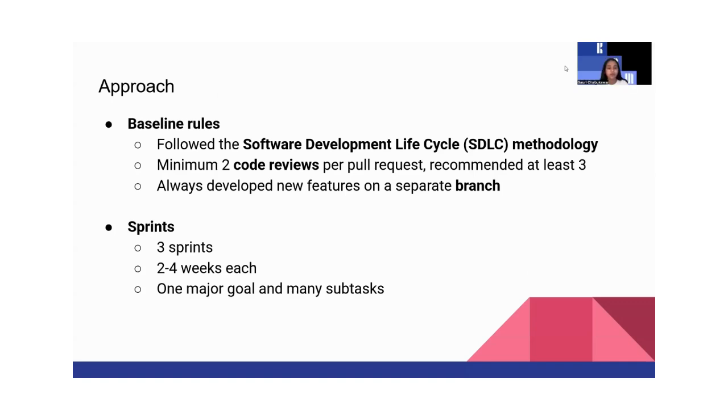The approach we followed in this entire project was the software development lifecycle methodology, where we perform a minimum of 2 code reviews per pull request, with at least 3 recommended. And we always develop new features on a separate branch so as to have a clear code review. For sprints, there are 3 sprints and they last 2 to 4 weeks each. And these sprints have one major goal and many subtasks.